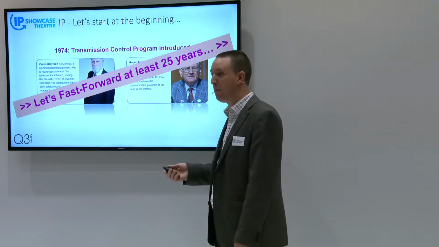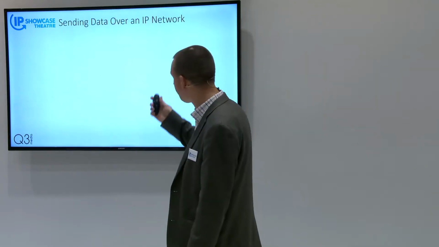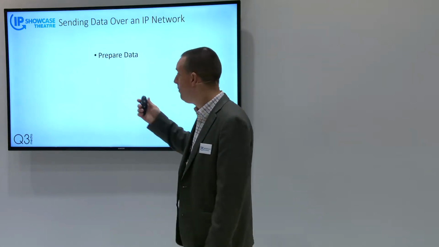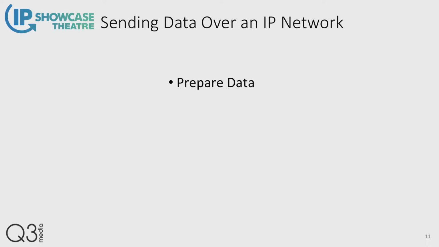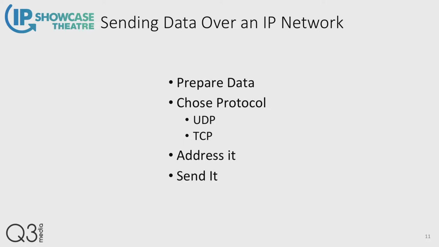IP really isn't that complicated. It's quite a simple system. So what you need to know, we need to prepare the data somehow, because we can't send a continuous stream of data across an IP link. It has to be chopped up into smaller chunks and sent as packets. We have to choose a protocol for how to get it across that network, and there's two main protocols for data called UDP and TCP, which I'll talk about in a moment. We have to address it, where do we want it to go, and we have to get it there.